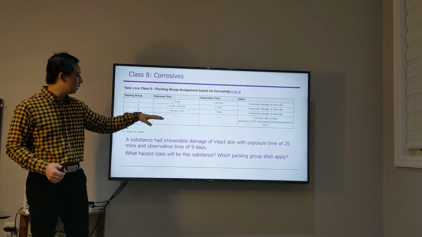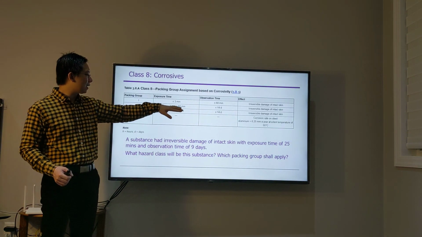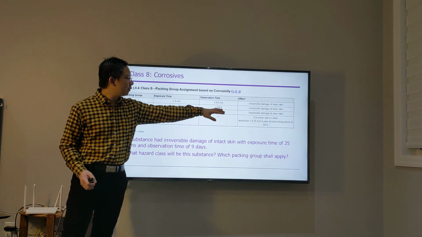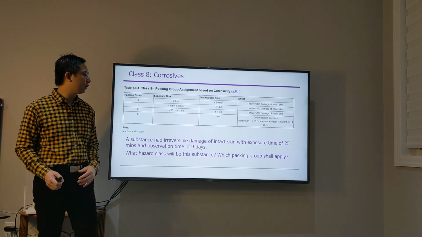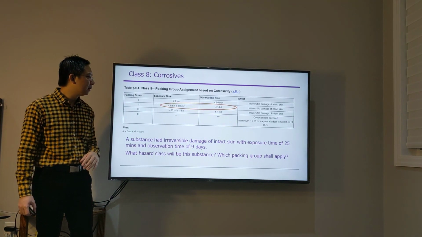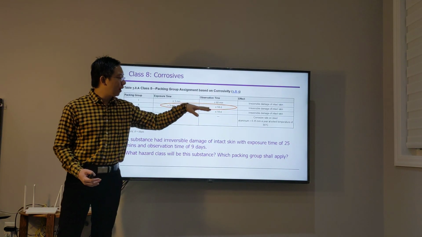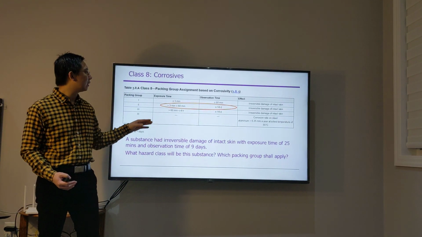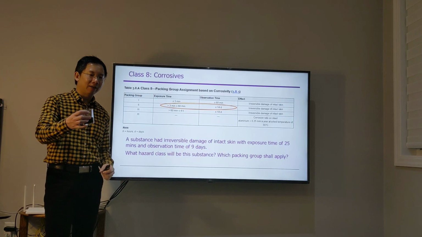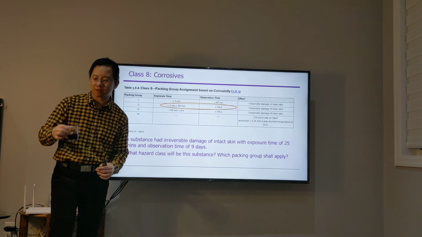Check the chart. The exposure time is 25 minutes. It's more than 3 minutes but less than 60 minutes. And the observation time is 9 days, which is not more than 14 days. It falls into packing group 2. So it's very straightforward, and by these 3 criteria we can make a decision that, oh, this substance is corrosive and how dangerous it is. We need to apply packing group 2 to this substance.